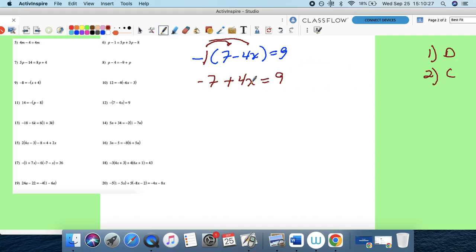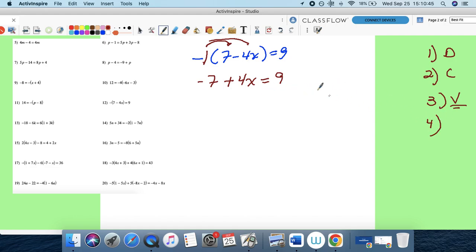Number 2 says, please combine like terms. Can I combine negative 7 and 4x? I cannot. And on the right side, 9 is by itself, so there's nothing to combine. 3. Check for variables. Is there a variable on the left side? Yes, the x here. Is there a variable on the right side? No. So I don't have to eliminate one of the variables because there's only one of them and it's on the left side.